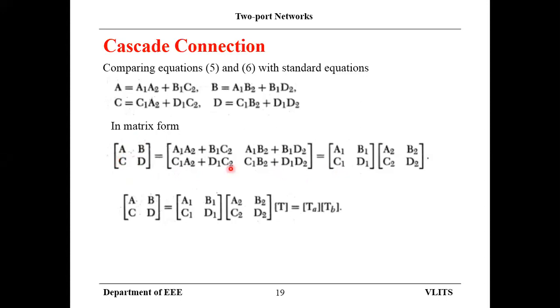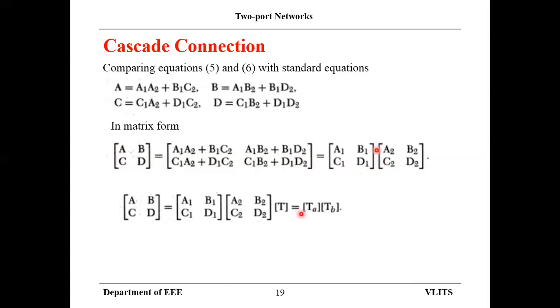If the two networks are connected in cascade, then you have to multiply those two network parameters. These are the parameters of the first network, which we have considered as T1, and these are the parameters of the second network, which we have considered as T2. These are the parameters that we have considered for the equivalent network of the two cascade connections. So if you want to find the equivalent network ABCD parameters, then you have to multiply the first network parameters with the second network parameters.